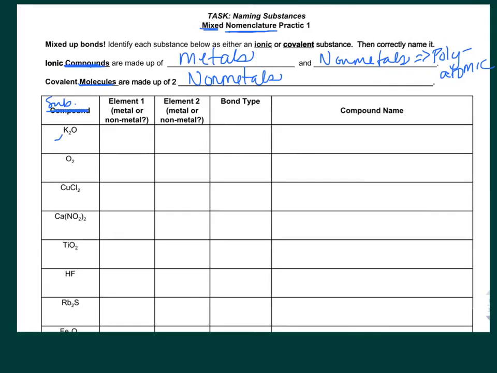So looking first at K, it's potassium. Potassium is a metal, so we'll give it an M for metal. Oxygen is a nonmetal, so that's element number 2. That's a nonmetal. Remember from up above, metal plus a nonmetal results in an ionic bond. And from there then I'll use my ionic bonding rules to give this the name of potassium oxide.